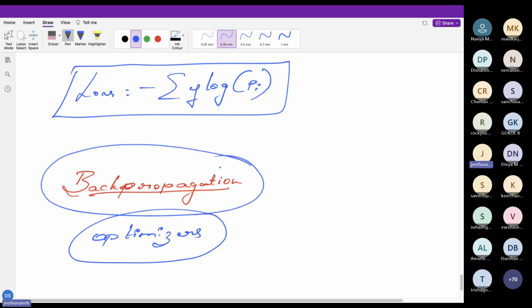I'll discuss this particular thing tomorrow first, and then we'll start with a CNN. And from next week, I'll show two deep learning projects, an images related project, and then we'll start with NLP. After I finish NLP, I'll show the deployment. Then we'll start with generative AI. Okay.